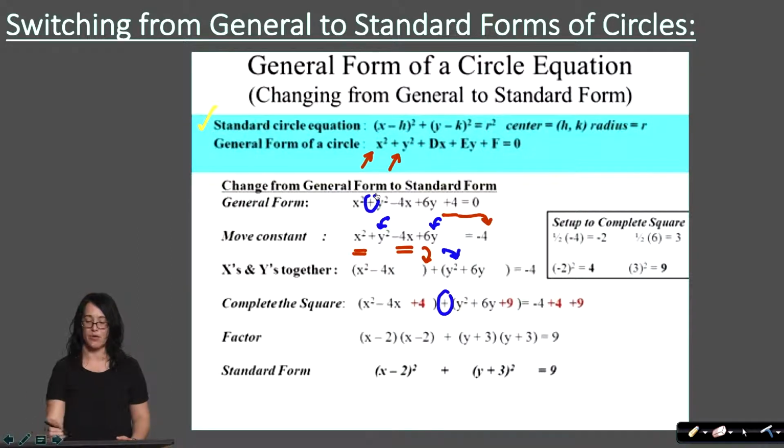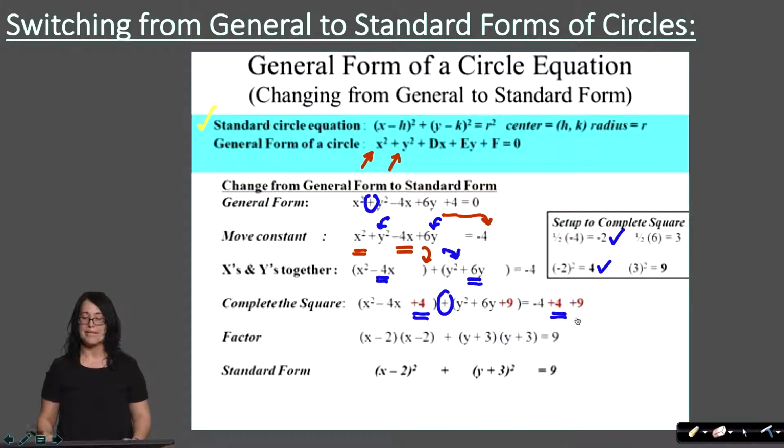How did we do that? Well, we took half of b and we squared it, right? What is half of negative 4? Negative 2. Take that negative 2 value and square it, and you get positive 4. That's the magical number that you have to add to both sides of the equation. So if you add a positive 4 on the left, you have to add a positive 4 on the right as well.